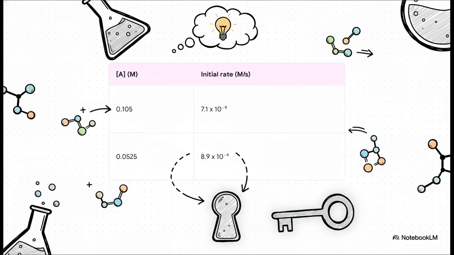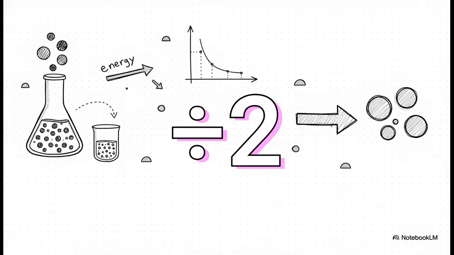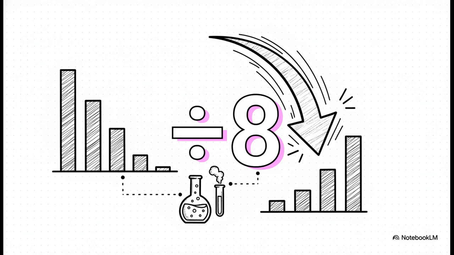This right here is the key we've been looking for. Let's analyze this new evidence. First, look at the concentration of A. In that second experiment, you can see the concentration was cut exactly in half. It went from 0.105 down to 0.0525. That's a clean division by 2. Now look what happened to the rate when they did that. It didn't get cut in half. No way. It absolutely plummeted from 7.1 times 10 to the minus 5 all the way down to 8.9 times 10 to the minus 6. If you run the math on that, you'll find it dropped by a factor of 8.